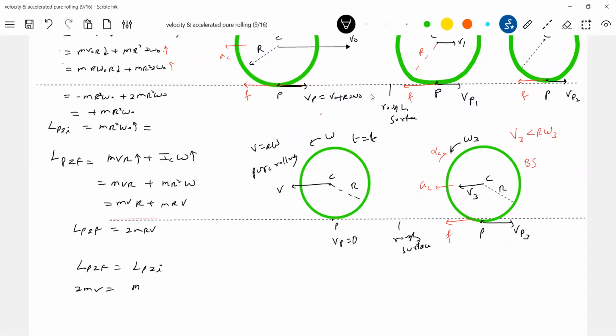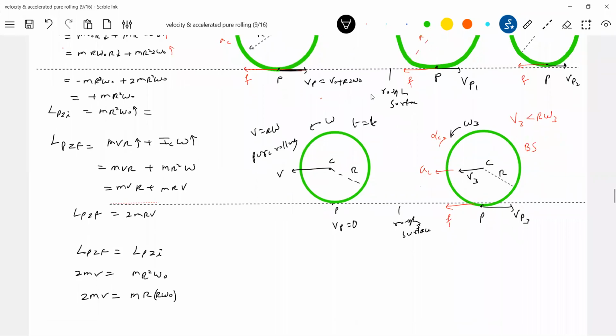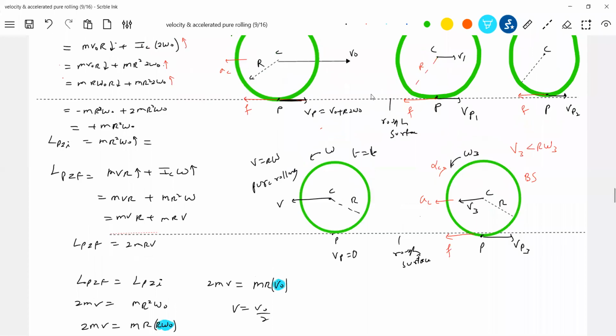Now I'll do one thing. Let me substitute in order. Mr square omega naught, no? So 2mv equals mr into r omega naught. So this will become how much? 2mv equals mr into v naught. Once again, you can do this replacement.